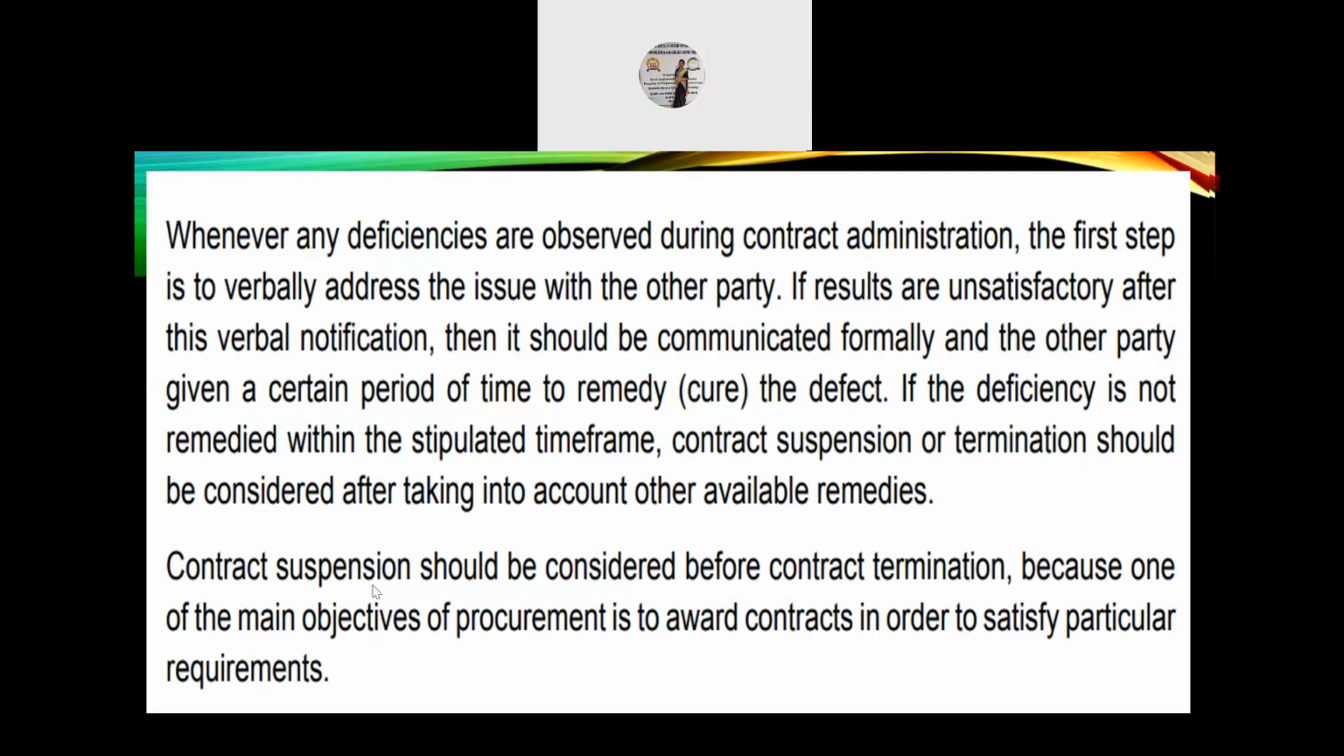So contract suspension should be considered before contract termination because one of the main objectives of procurement is to award contracts in order to satisfy particular requirements.